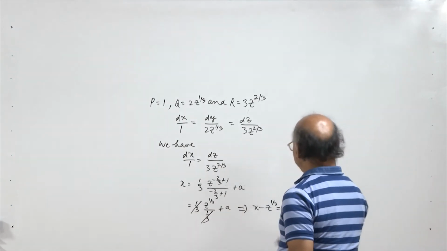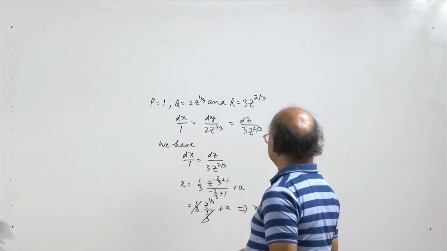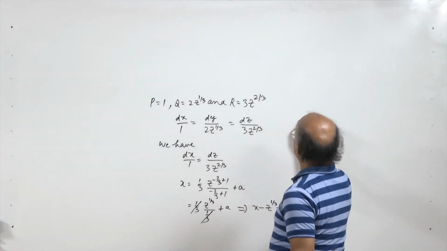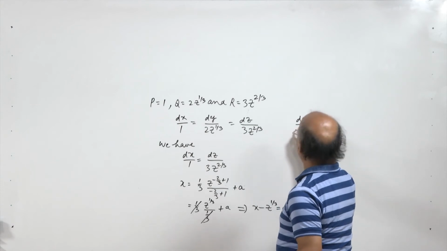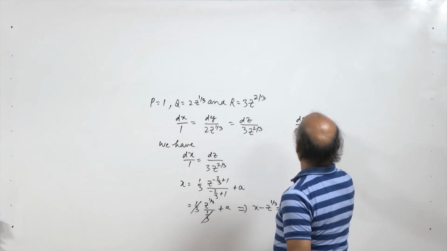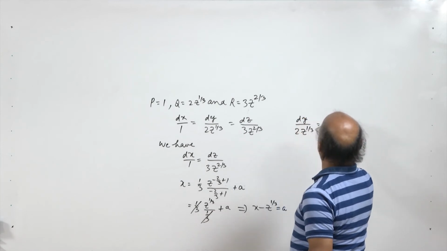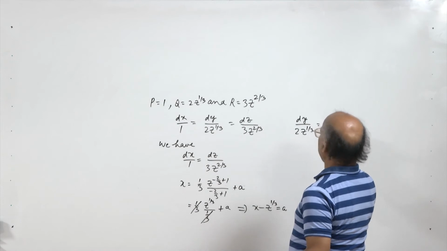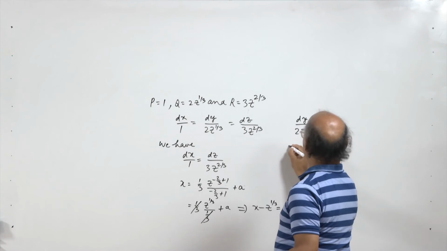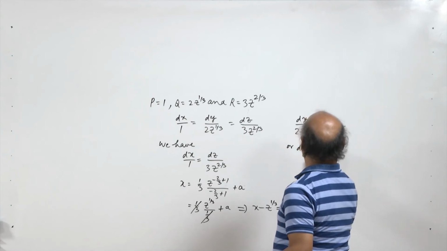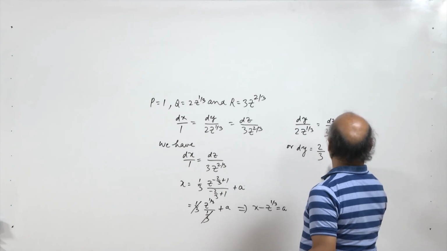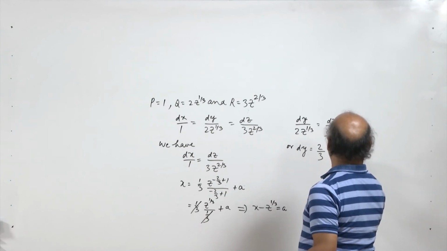So we have got the function u(x, y, z) as x minus z to the power 1 by 3. Now similarly, let us consider dy, another equation, dy over 2z to the power 1 by 3 equal to dz upon 3 times z to the power 2 by 3. So then we shall have dy equal to 2 over 3 dz upon z to the power 1 by 3.